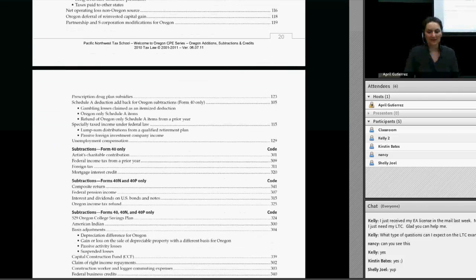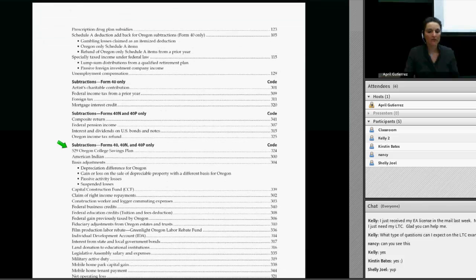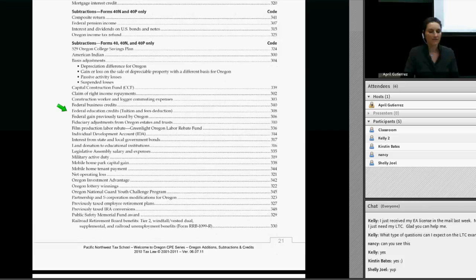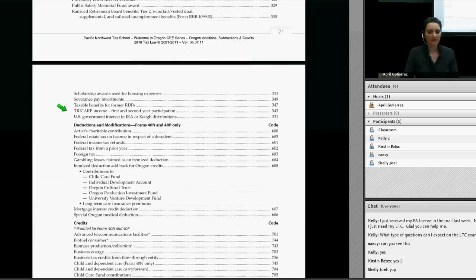So moving on, we then get to the point on this list where we have some subtractions that apply only to Oregon Form 40, other subtraction codes that apply only to Forms 40N and 40P, and then more subtractions that also apply to all three variations of Forms 40, 40N, and 40P. And you can see how many subtractions there are.